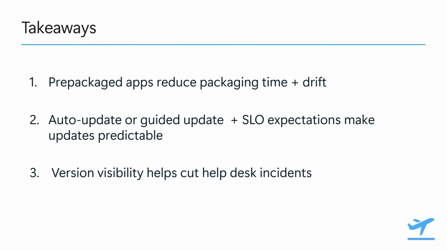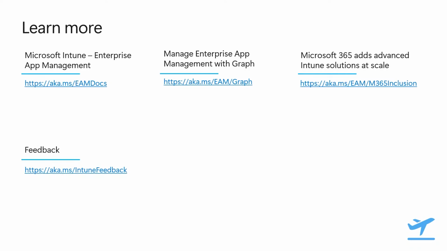Two is that it makes patching more predictable with guided update flows and documented expectations for update availability, which in most cases fall within 24 hours, and if it requires manual validation, will fall within 7 days. And three is that it helps reduce the risk of help desk incidents by giving you clearer visibility into app versions and update readiness.